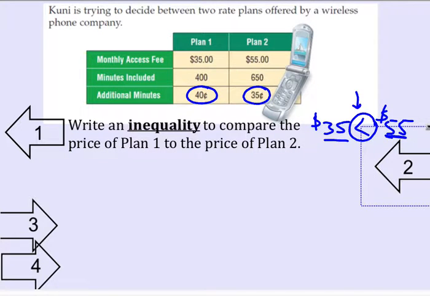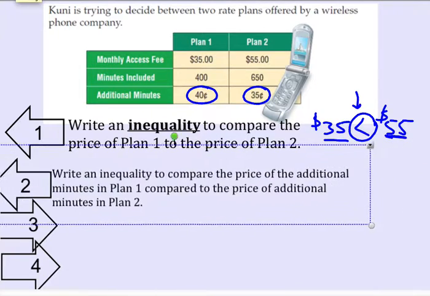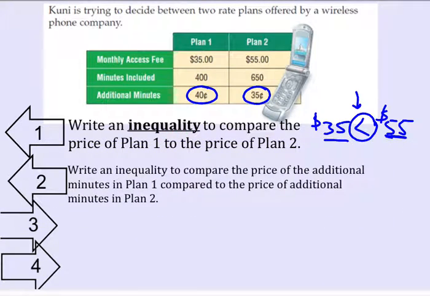What do we got here for number 2? Write an inequality to compare the price of additional minutes for Plan 1 compared to the price of additional minutes for Plan 2. Well, Plan 1, it's 40 cents. Plan 2, it's 35 cents. 40 cents is greater than 35 cents, so I'd say 40 is greater than 35 cents.